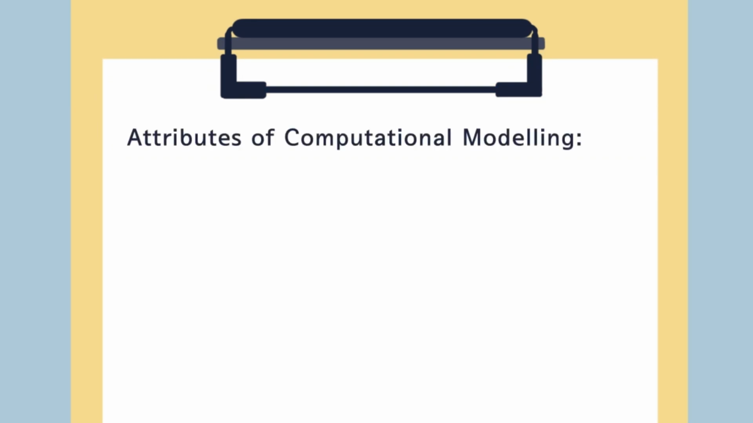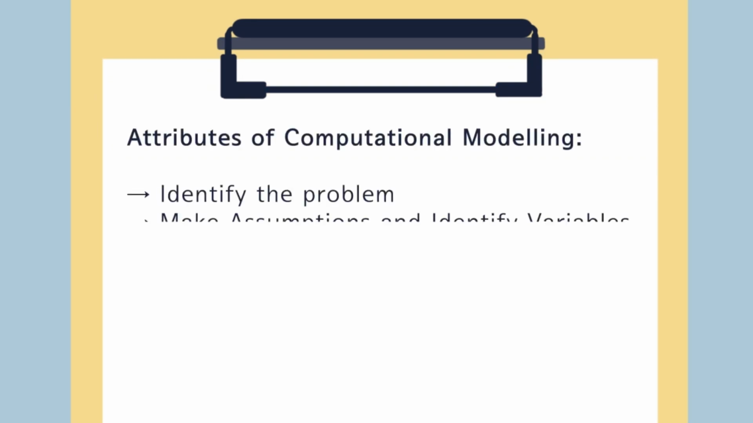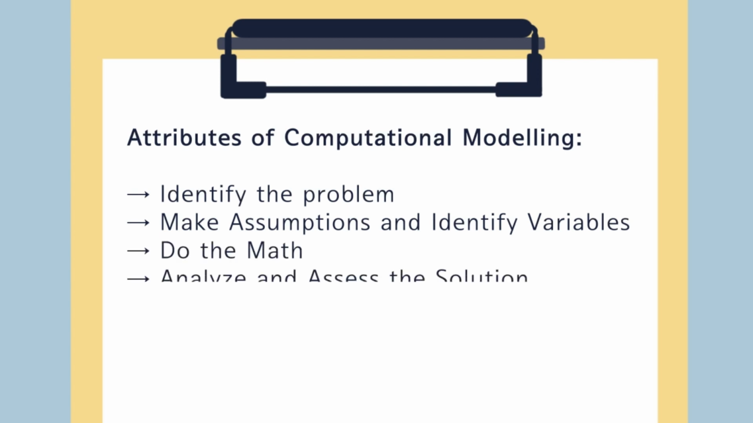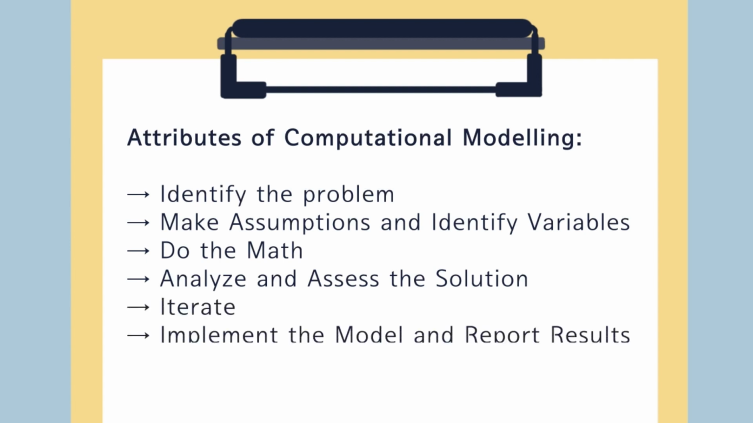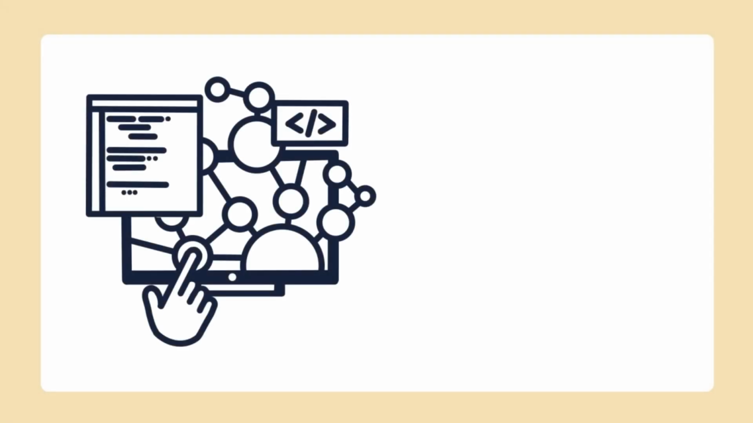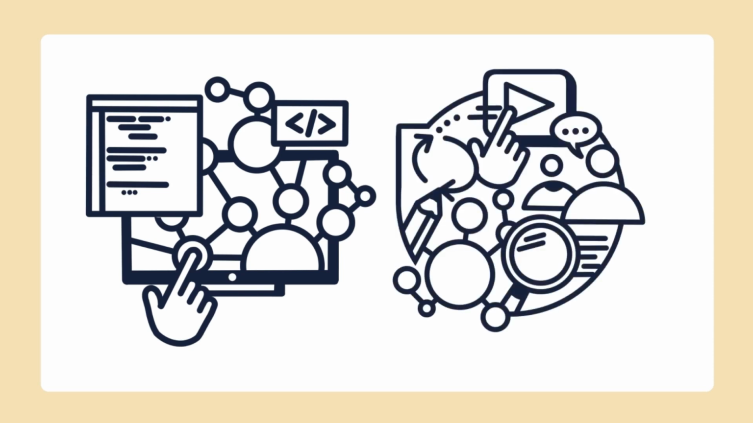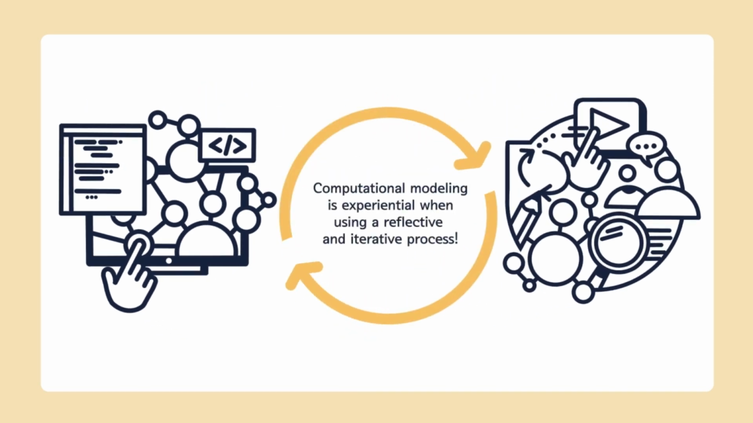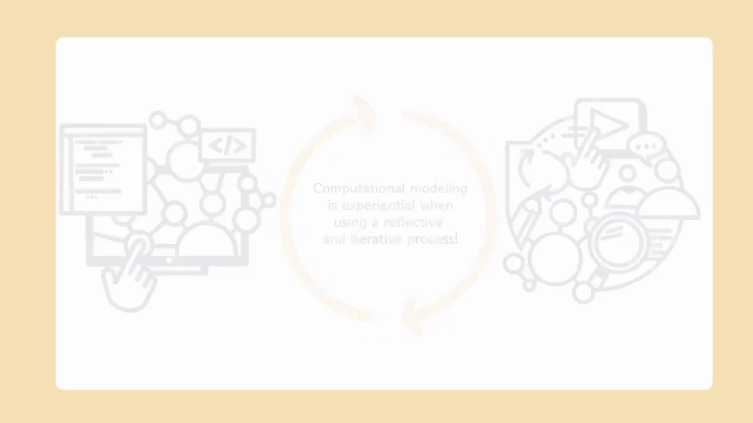So let's recap. When following the process of computational modeling, we identify the problem, make assumptions and identify variables, do the math, analyze and assess the solution, iterate, and lastly, implement the model and report results. The process I just described for computational modeling sounds very similar to the process for experiential learning. This is because computational modeling is experiential when using a reflective and iterative process.